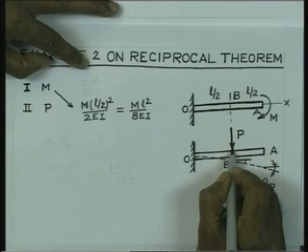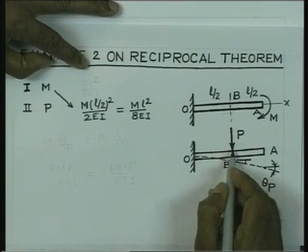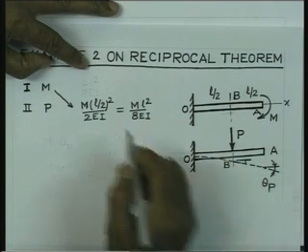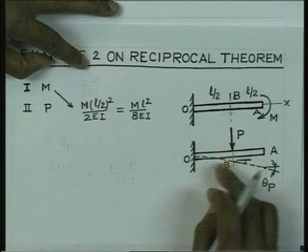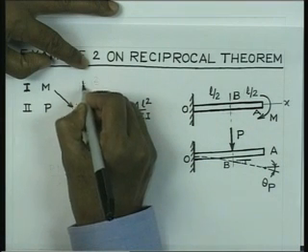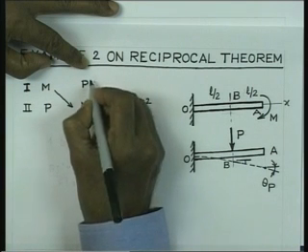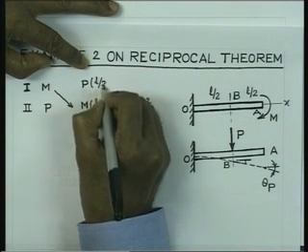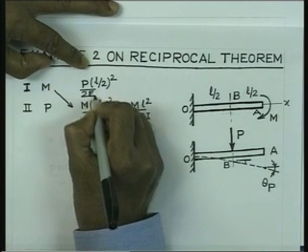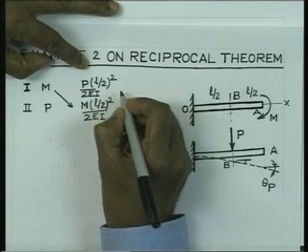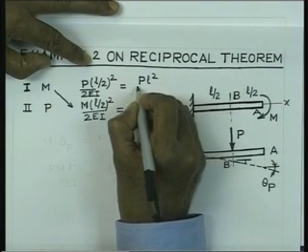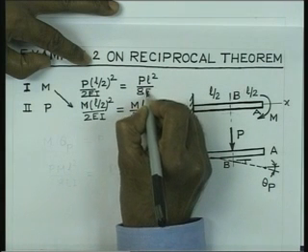So, when you have a force P acting here, the slope produced is nothing but P L square by 2 E I, and therefore, we can get that from the formula P L square by 2 E I, and since L is L by 2, therefore, we will have P (L by 2) square by 2 E I, and that is again equal to P L square by 8 E I.